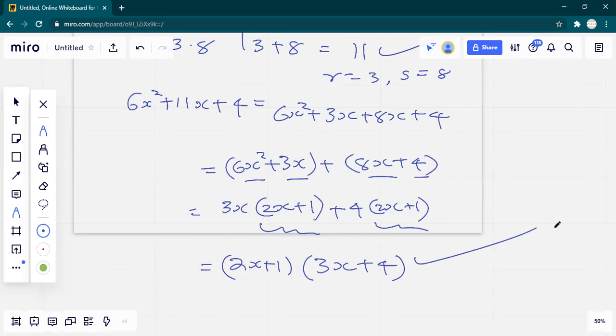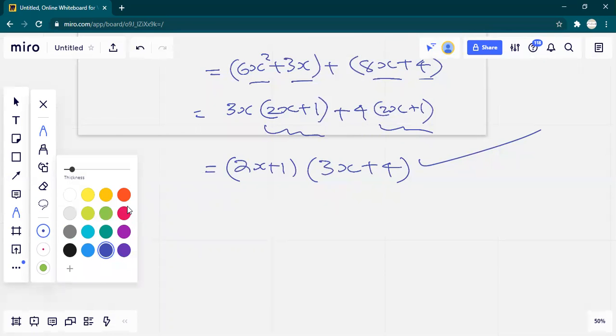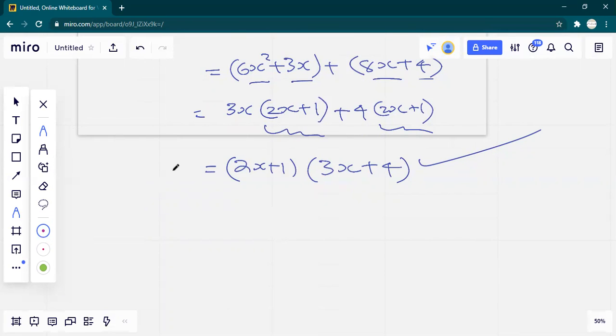Okay, next is an example. The example here is a special example. Next example.